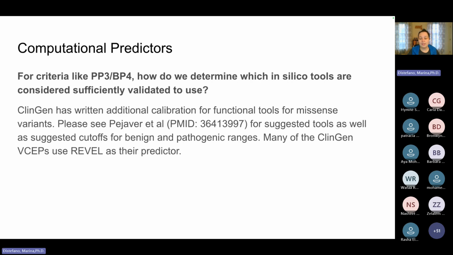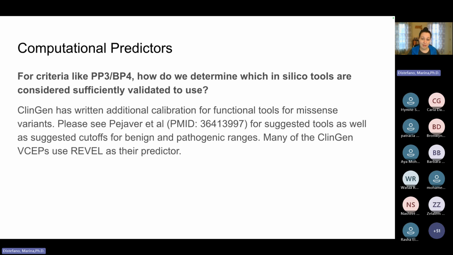Okay, so the next couple sets of questions are for computational predictors. The first one is for criteria like PP3 or BP4. These are computational predictors suggest pathogenic, which is the first one, and computational predictors suggest benign, which is the second one. How do we determine which in silico tools are considered sufficiently validated to use?